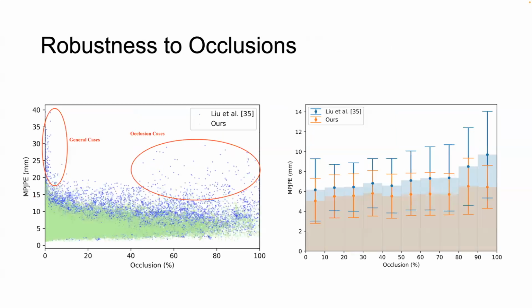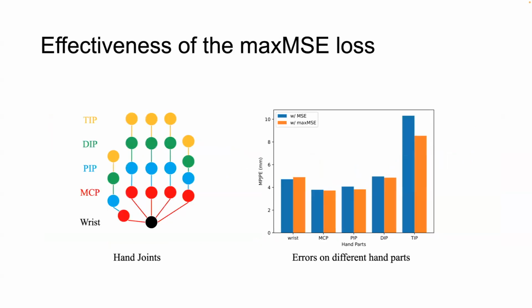We visualize the scatter plot and the mean standard deviation of the MPJPE on DEX-YCB test set samples with different hand object occlusion levels. Compared to the baseline, our method significantly reduces error in all occlusion levels, especially when the hand is heavily occluded. We also visualize the error versus different hand parts. Results show that the proposed max MSE loss mitigates the error imbalance issue and leads to better overall performance.